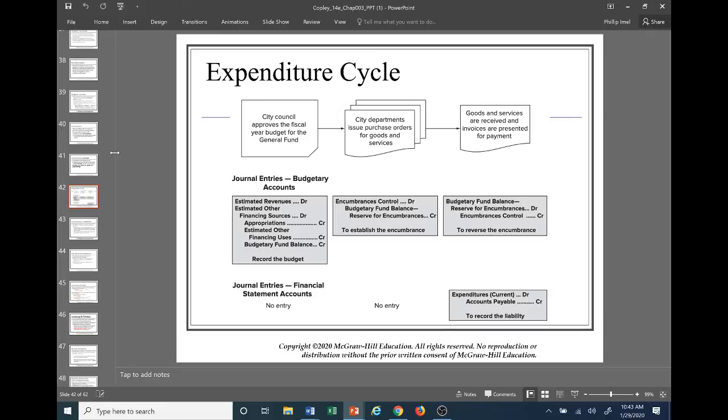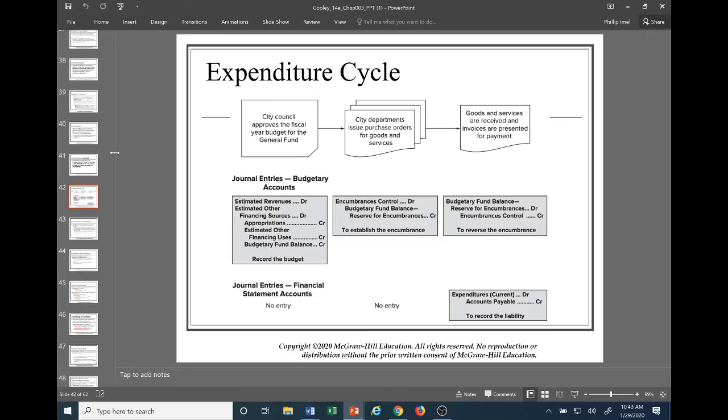Next, city department issues purchase orders for goods and services. The entry right here, this is where we get into the encumbrance of it. So we've ordered that vehicle, right? Let's say that $50,000 car we're talking about. So at that point, we're going to debit encumbrances control. That's our debit, right? For $50,000. Then we're going to credit budgetary fund balance reserved for encumbrances. That is going to be our credit to that debit, okay?